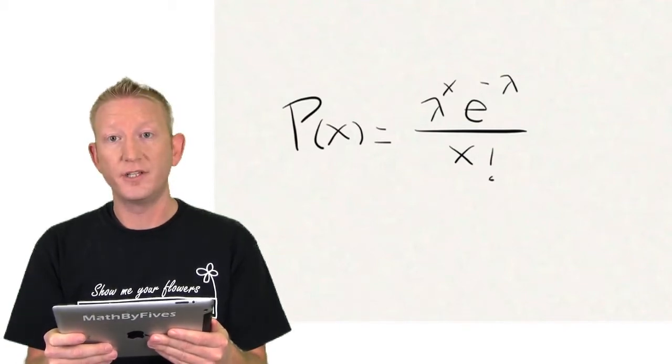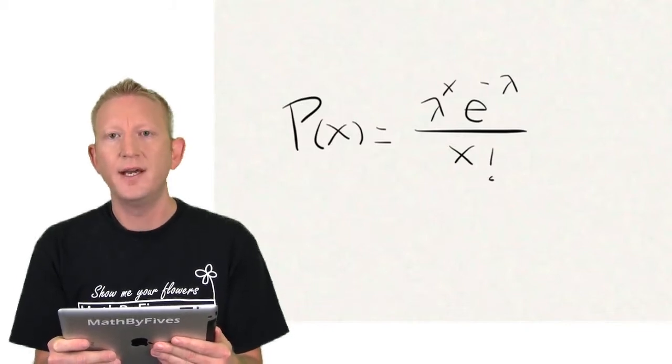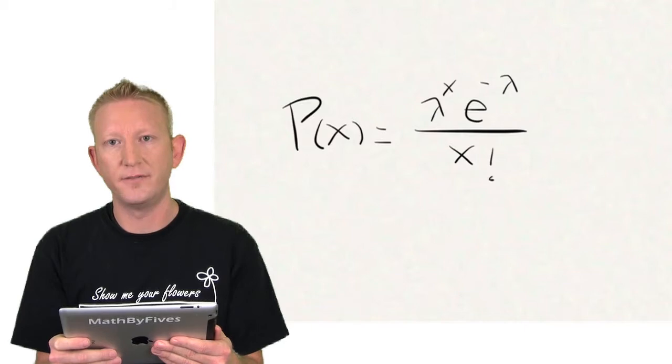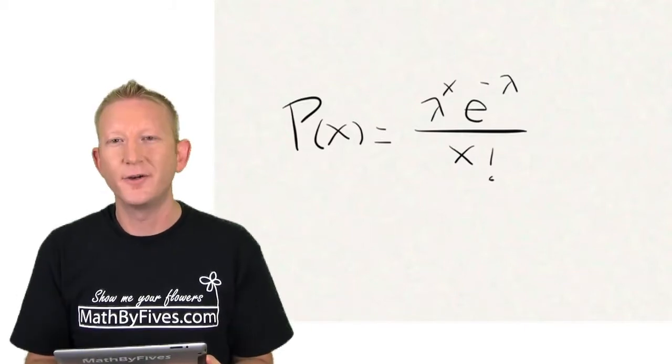Here, the parameter is lambda. Lambda is the mean number of occurrences in that interval, or the average expected value. It's however many you would expect in an interval. Let's use that formula to calculate a couple of probabilities. Let's go to the board.